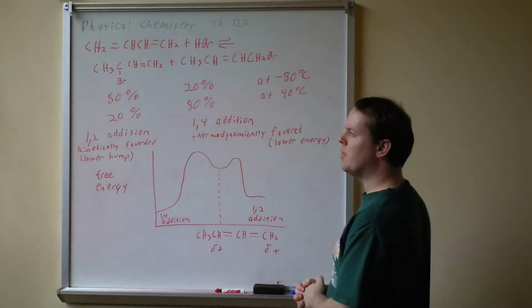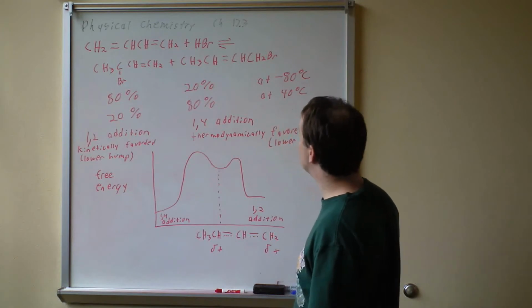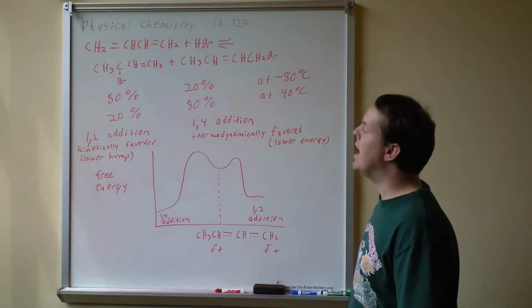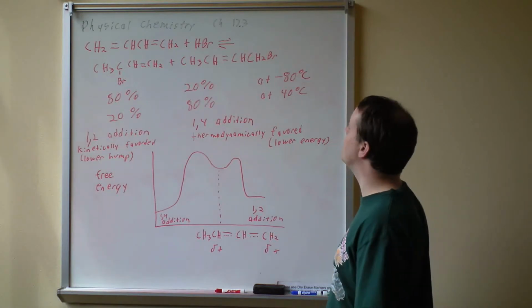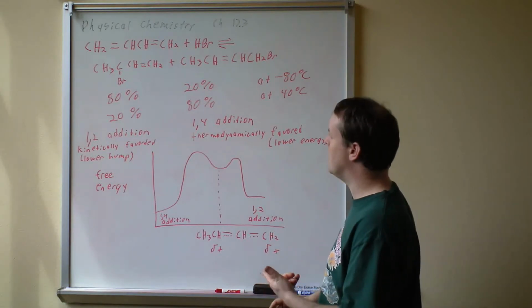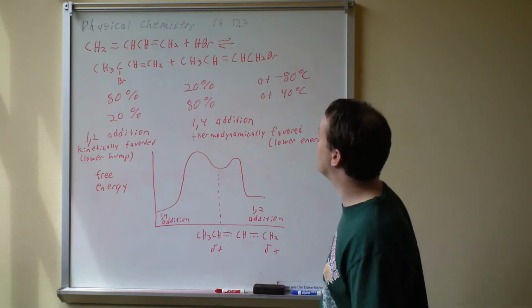Okay, continuing on physical chemistry, chapter 17, section 3, where I'm talking about two competing reactions and how one reactant A can go to two different products, C and D, and how one of the products can be favored kinetically and the other can be favored thermodynamically. Kinetically, thermodynamically. So this is the reaction to explain how that's possible.